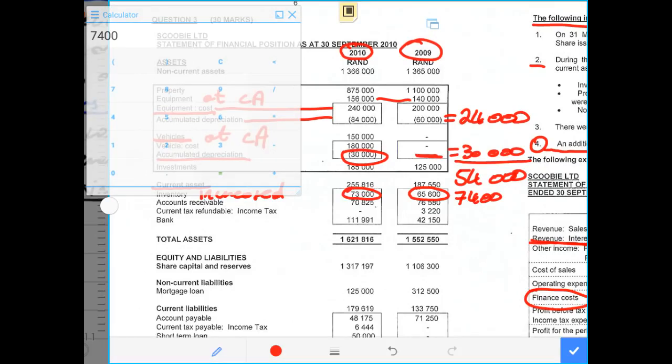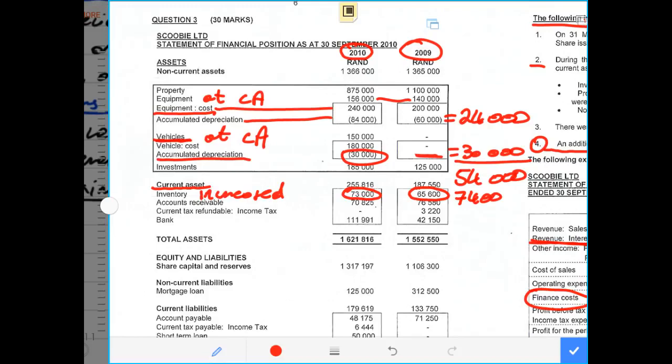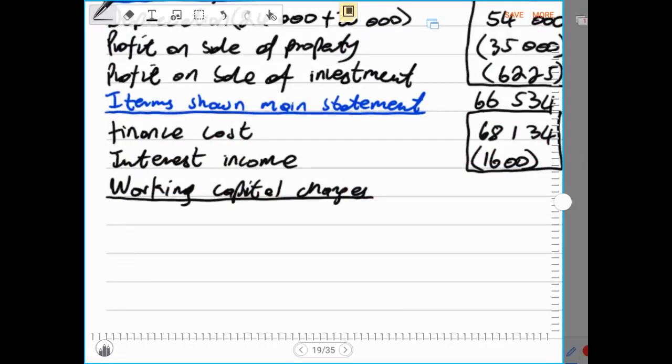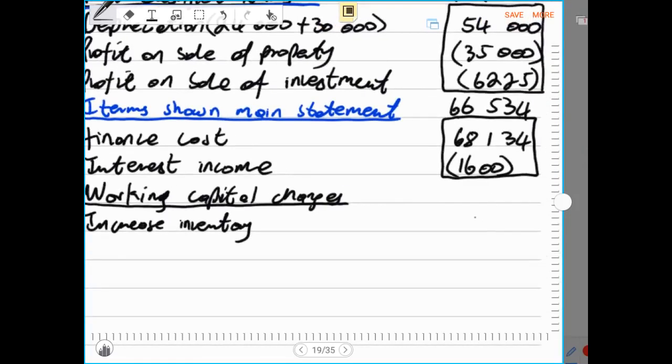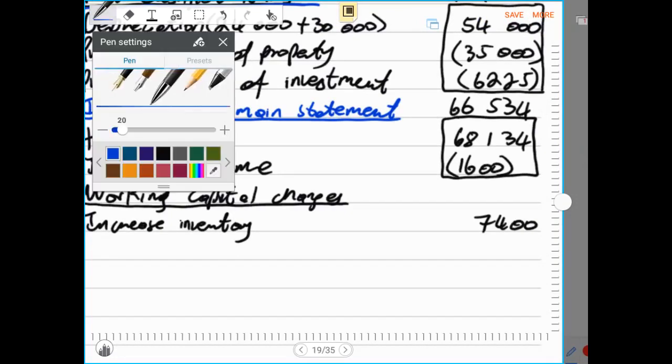Now, if our inventory increased by 7,400, we need to ask ourselves, when does the inventory increase? Obviously, inventory will increase if we buy more inventory. And please take note of this as we go to the reconciliation. Let us write first this, and you say increase in inventory. And our inventory increased by 7,400. Let us write 7,400 before we explain whether it is a negative or a plus.